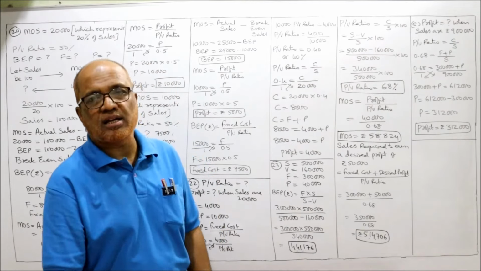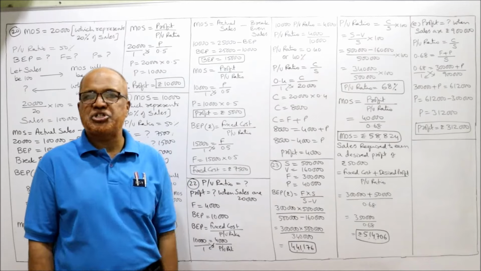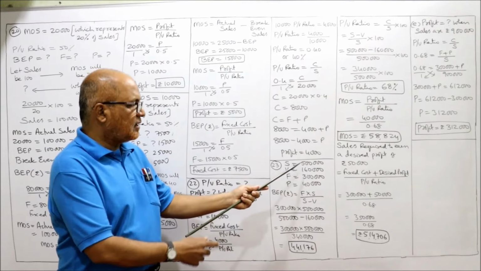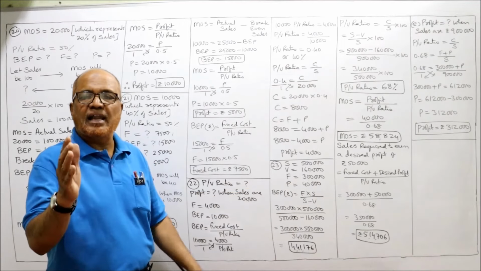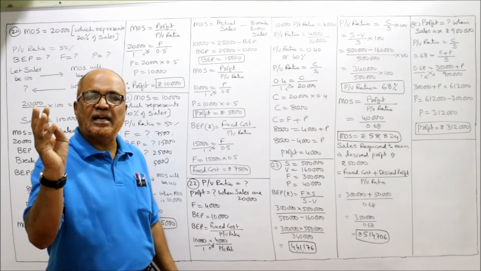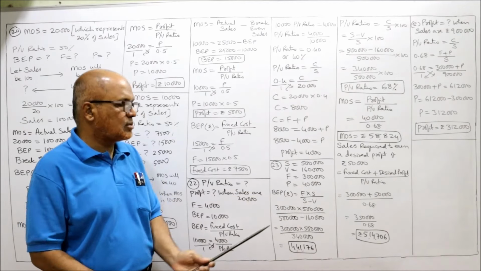So 5 questions are asked. One by one we will attempt. First of all, we will write down the information which is given in the problem. Sales are given 5 lakh. Variable costs are 1,60,000. This 1,60,000 consists of material, labor, direct expenses. Then fixed cost 3 lakh, profit 40,000.